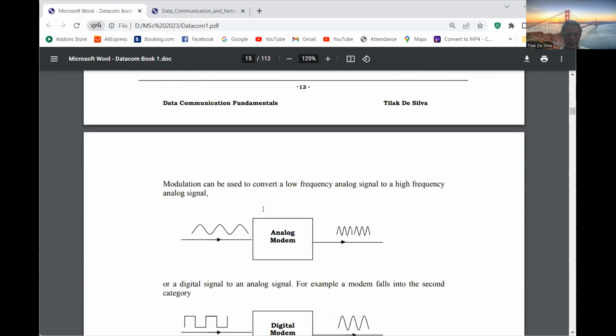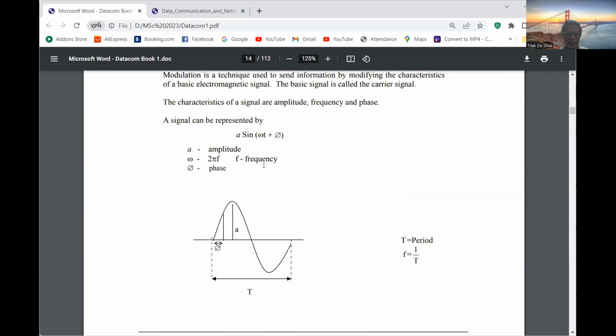Now, if you modify the amplitude, it is called amplitude modulation. If you modify the frequency, it is called frequency modulation. If you modify the phase, it is called phase modulation. The sinusoidal signal can be written from this equation: A sin(omega t plus phi), where omega is equal to 2 pi f. Omega is also called the angular velocity, right?